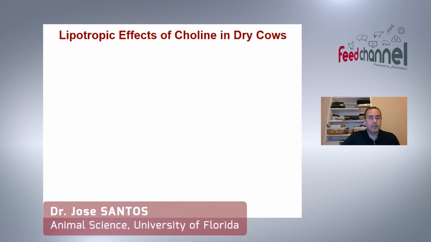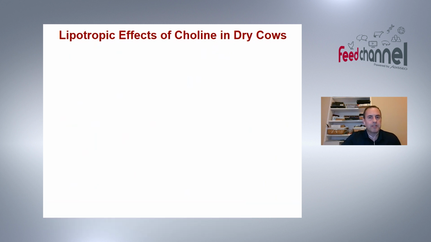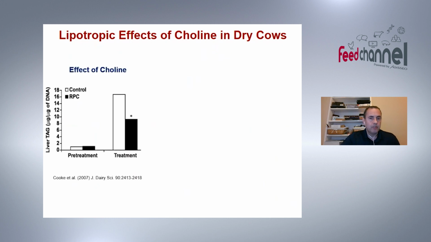Now, we know that phosphatidylcholine has lipotropic effects, and we know that if we deliver substrate for its synthesis, in this particular case, by supplying choline in a rumen-protected form, it might be beneficial. So this is what these two experiments showed.